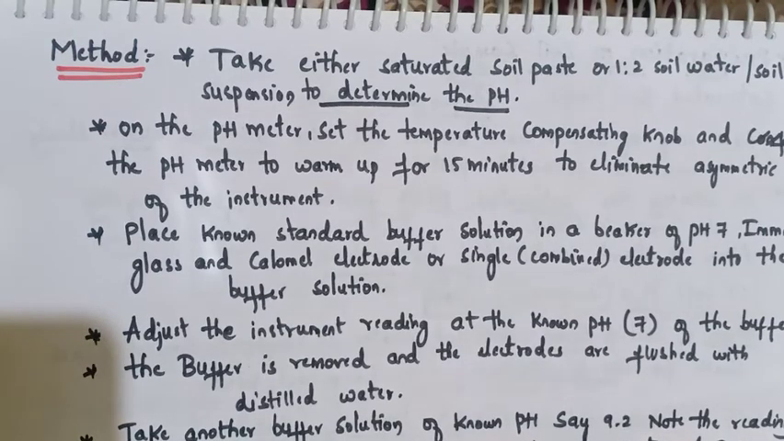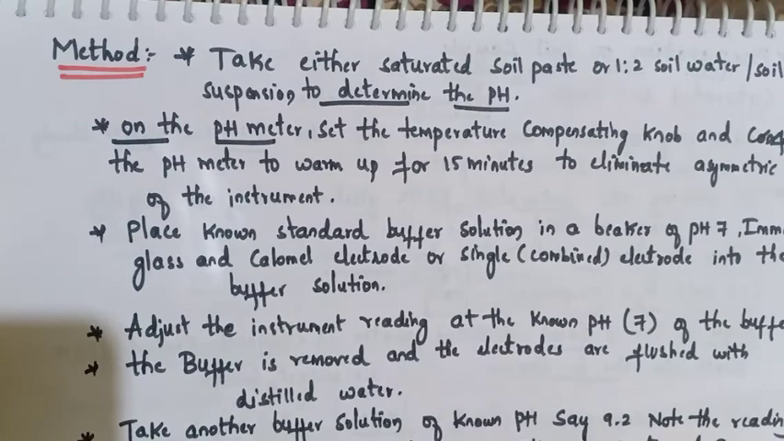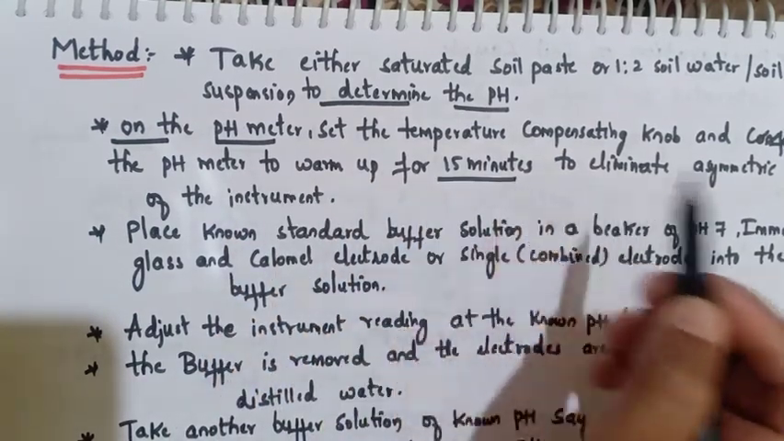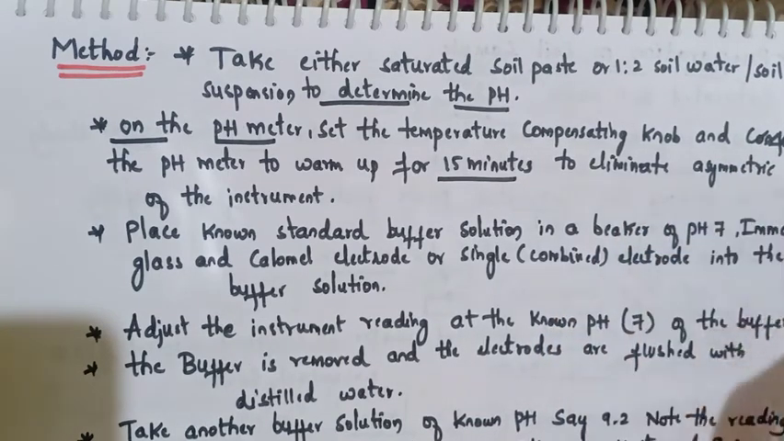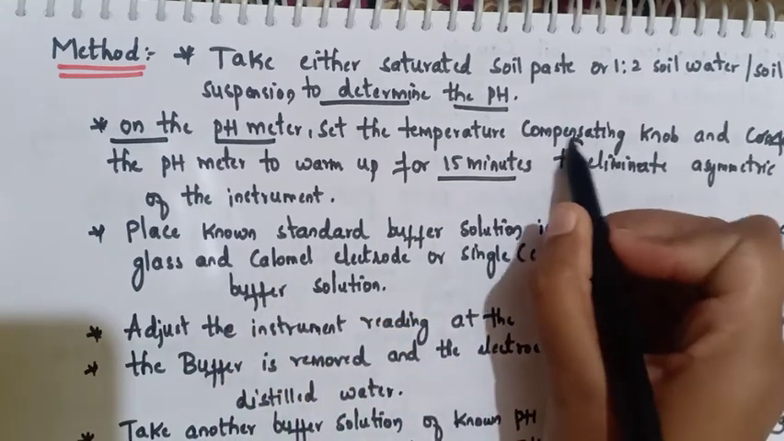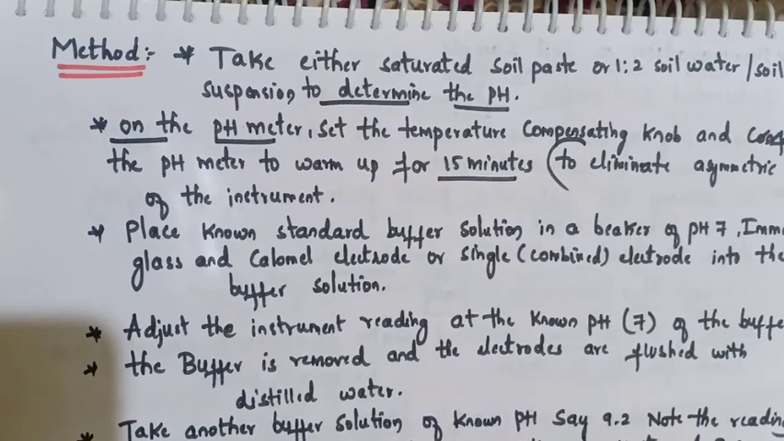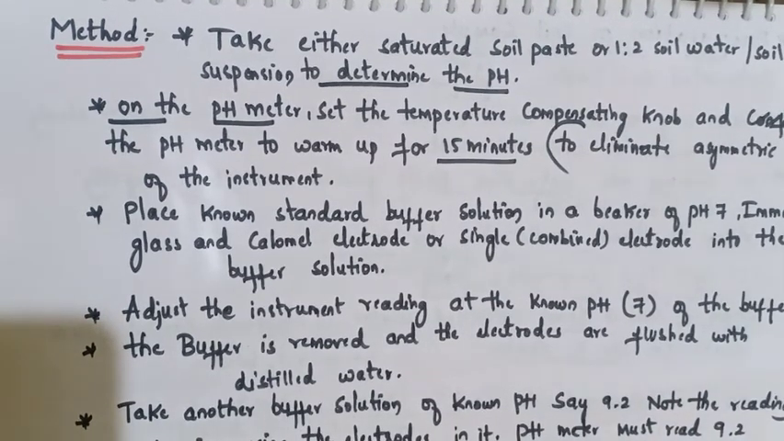Now we have to switch on the pH meter and allow the pH meter to warm up for 15 minutes. Why? Because to eliminate the asymmetric potential of the instrument. To eliminate the asymmetrical potential of the instrument, we have to allow the pH meter to warm up for 15 minutes. Next, the next point is very important.